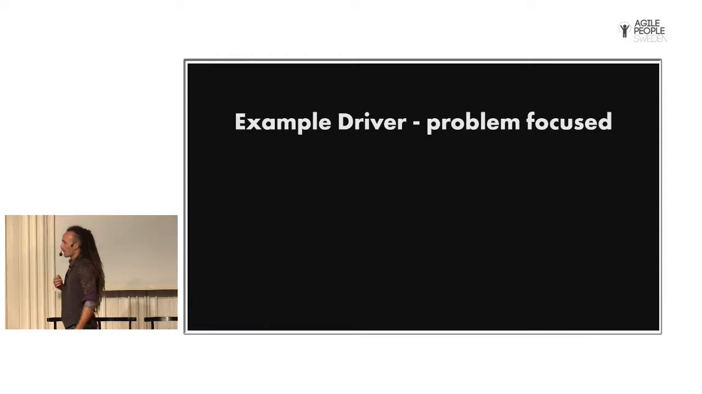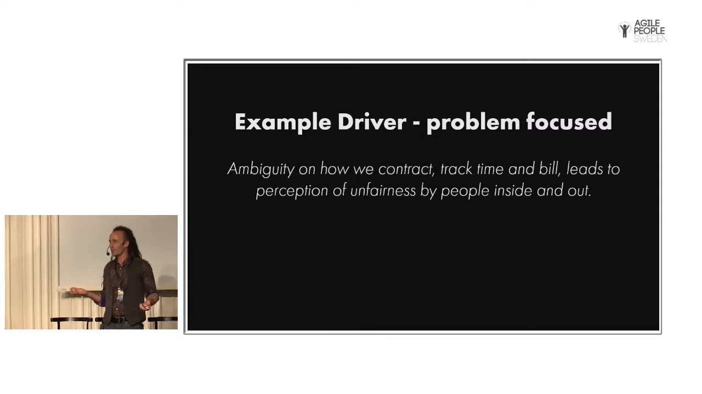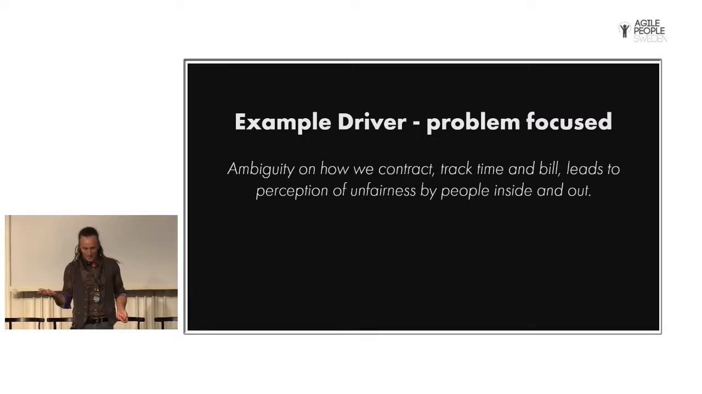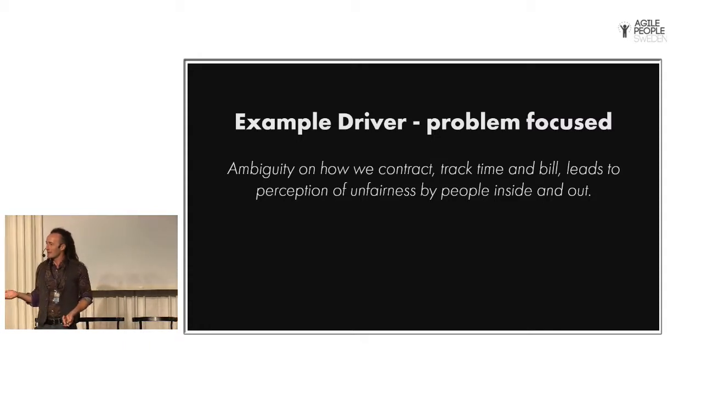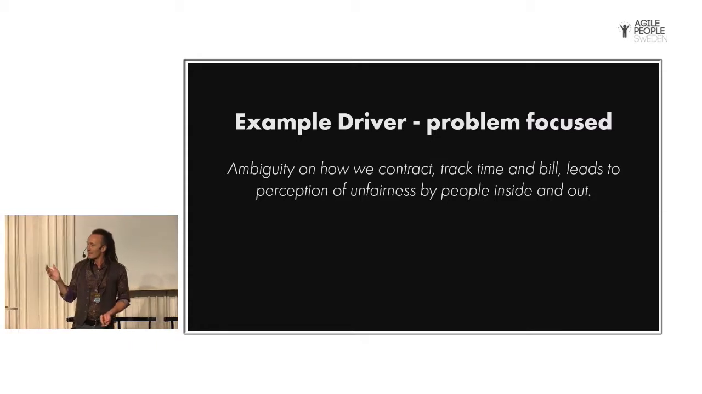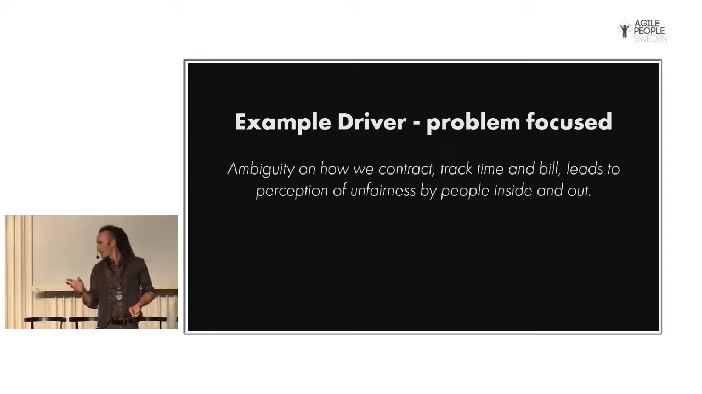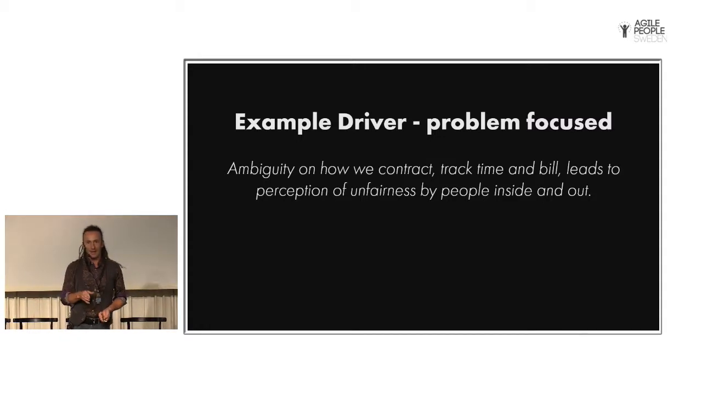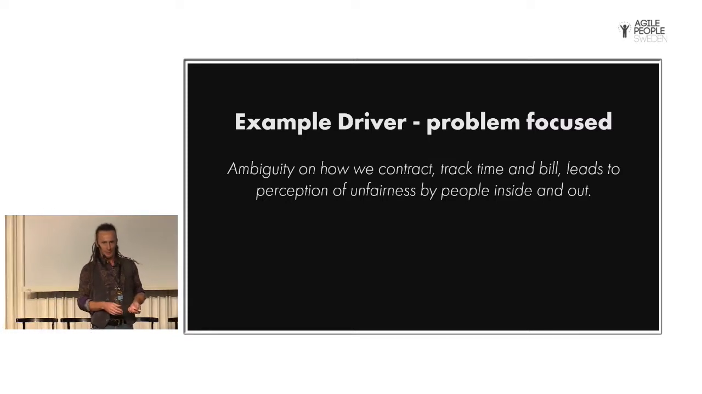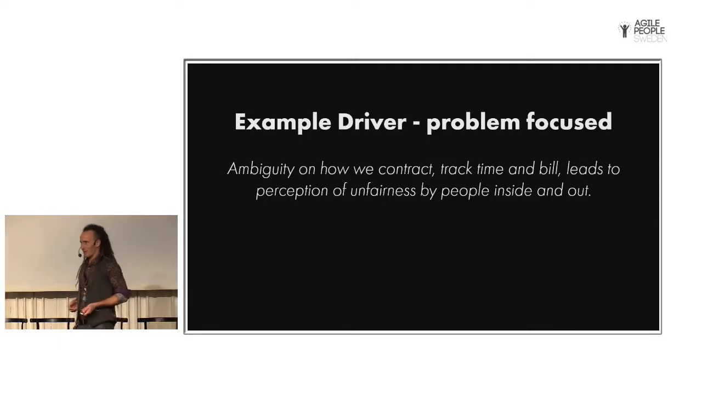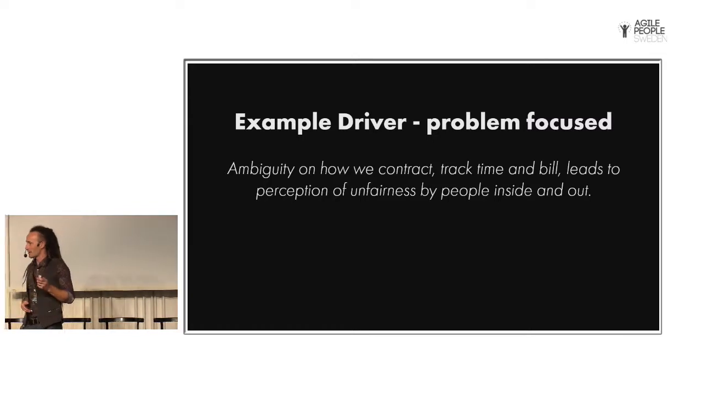So, a couple of examples just to make it concrete. This is from customers of ours. One is: ambiguity on how we contract, track time and bill leads to perception of unfairness by people inside and out, okay? This was a consultancy company, and this was what was happening because people were billing in different ways, they were charging for things that other people weren't charging for, and it created all kinds of problems for this company and relationships with their customers.